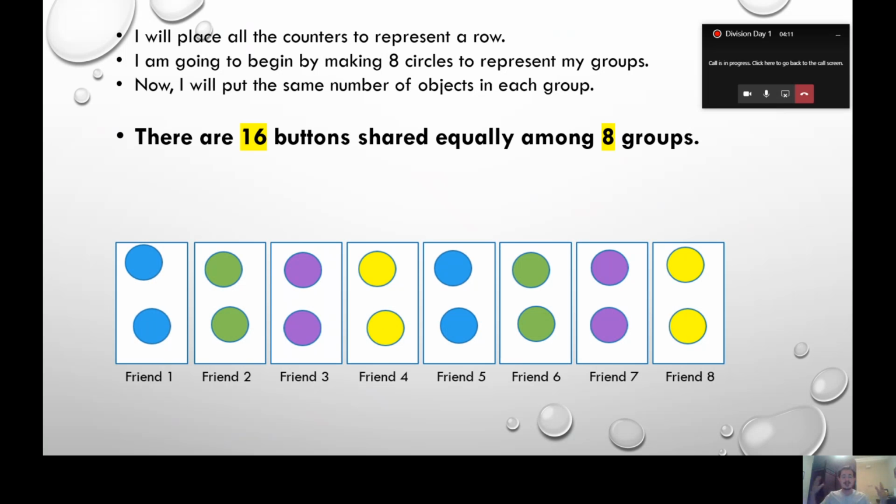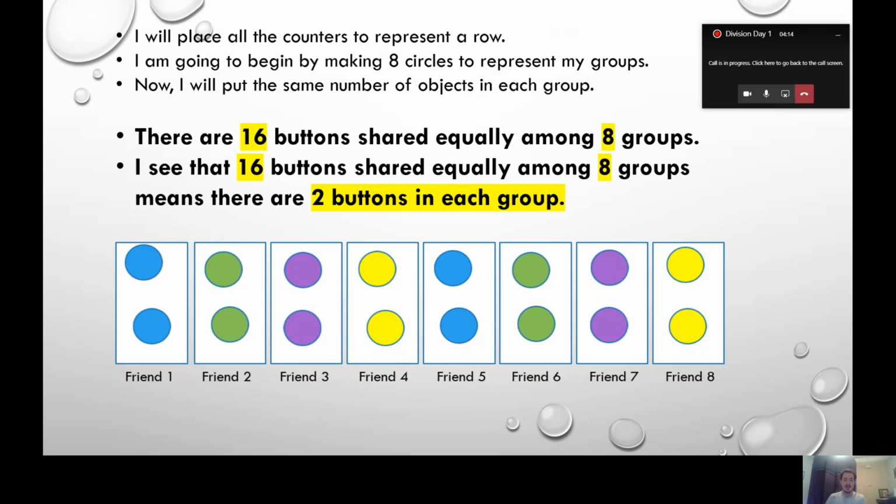So there are 16 buttons shared equally among 8 groups. I see that 16 buttons shared equally among 8 groups means that there are 2 buttons in each group. And we just did division. We just divided 16 divided by 8 groups equals 2 in each group.